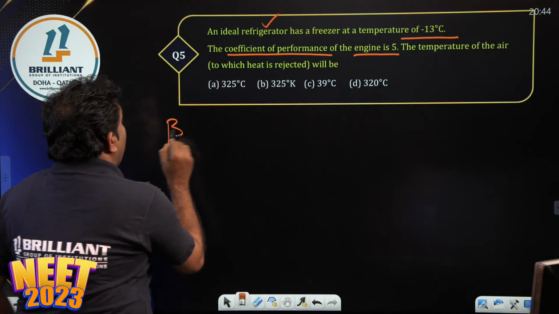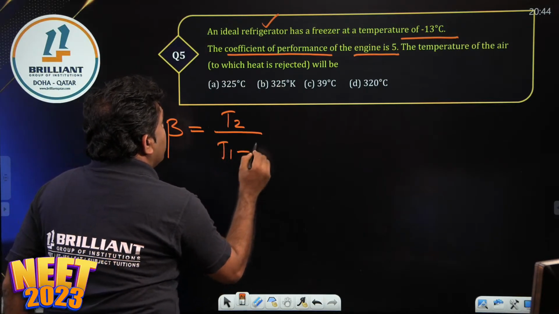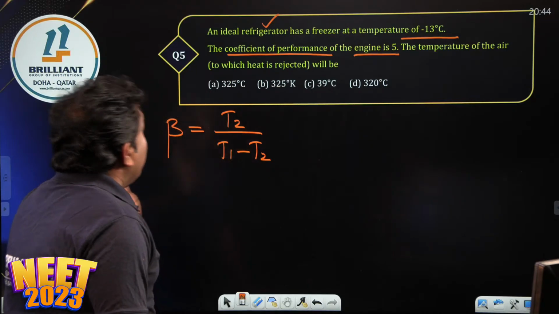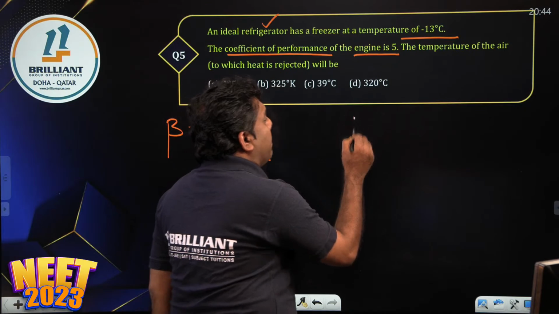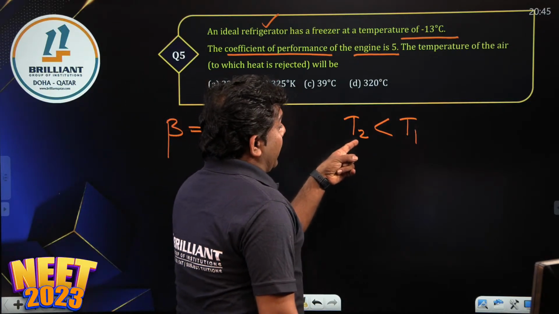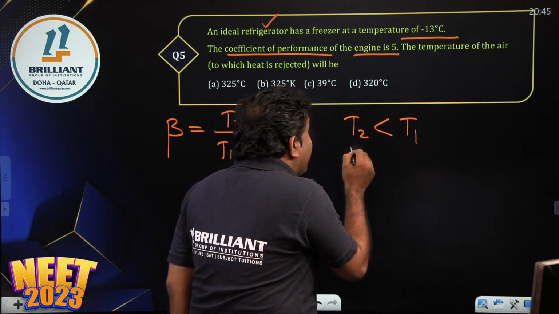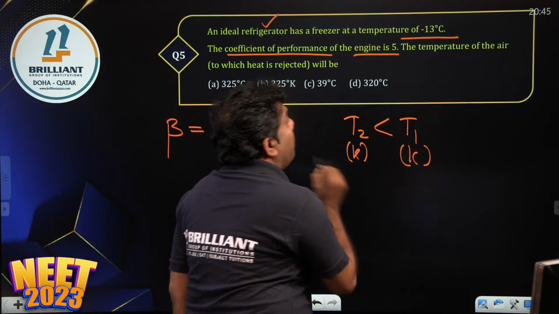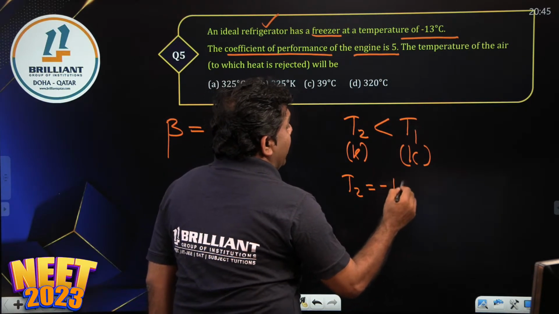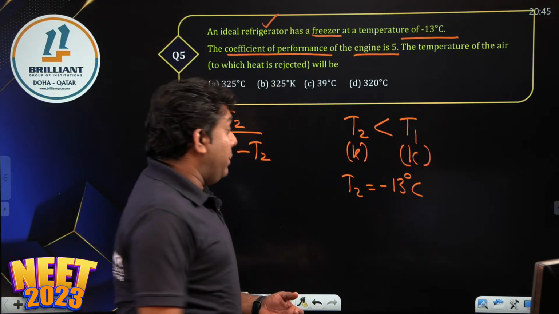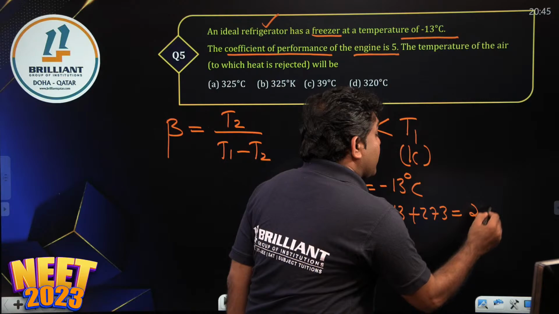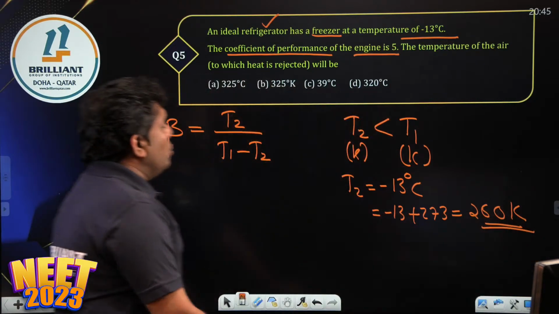What is the formula? Beta is equal to T2 divided by T1 minus T2. That is the coefficient of performance. What is T2? In this type of question, T2 should be less than T1. And one more idea: when considering T2 and T1, write all in Kelvin. T2 should be in Kelvin, T1 also should be in Kelvin. Here the temperature of the freezer is the lower temperature, so T2 is given as minus 13 degrees Celsius. Converting that into Kelvin, that is minus 13 plus 273, which equals 260 Kelvin. So we have T2 as 260 Kelvin.